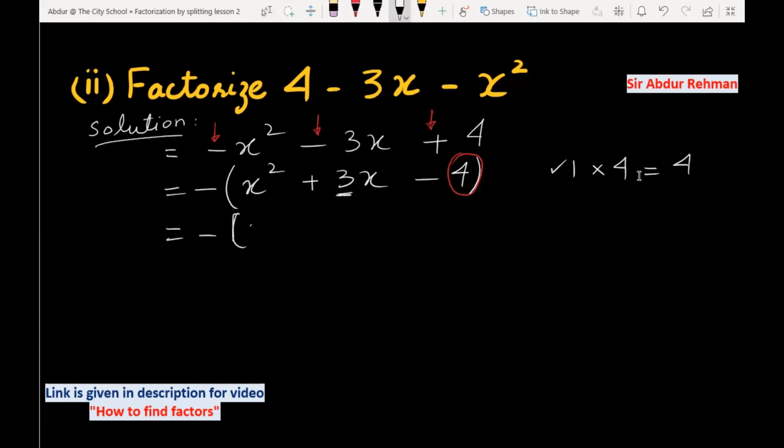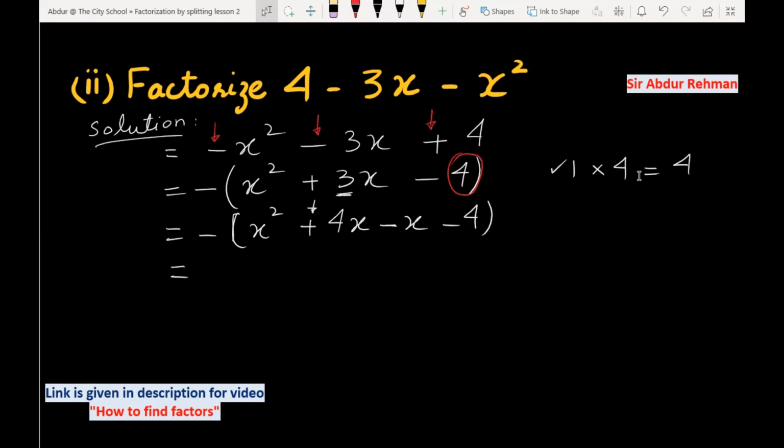Minus x square plus, write down the larger factor, 4x and 1x minus 4. But don't forget to write the sign, because when you subtract x from 4x, you will get 3x. So this is a positive sign. You have to copy the positive sign here. It must change to the negative sign.